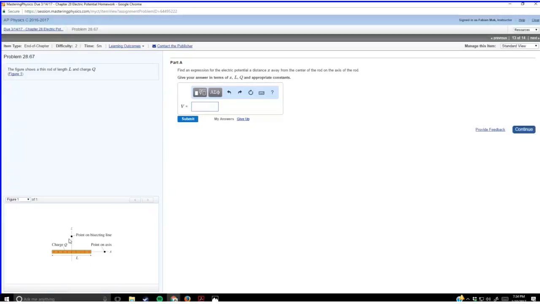Gotcha. This is, let's see, find an expression for electric potential a distance x from the center of a rod on the axis of the rod. So that's different because you're not looking for the potential here. You're looking for the potential here. So yeah, we can do this one too. But it's got to be a little different because you don't have to worry about that.